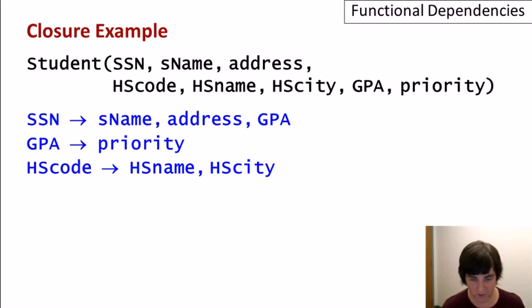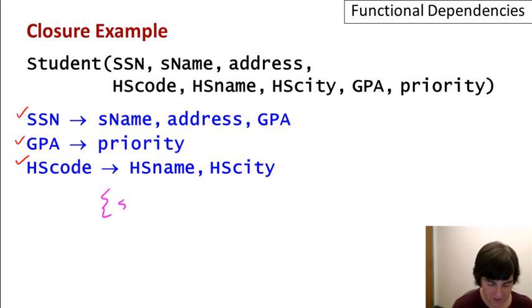Let's go to our complete student table, and let's add three functional dependencies. One says the student's social security number determines their name, address, and GPA. Next, GPA determines priority, and high school code determines high school name and high school city. Again, these are all examples we gave earlier that would be natural functional dependencies for this particular relation.